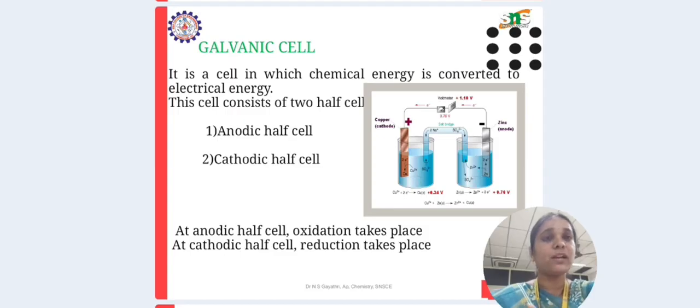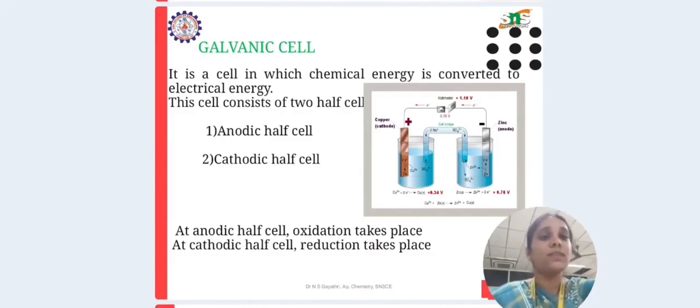In the pictorial representation, both electrodes are connected with a voltmeter to find out the voltage produced. The two compartments are combined with a salt bridge, which is usually a U-type salt bridge. It is filled with agar-agar or KCl for the movement of ions. The salt bridge allows the ions to flow from one compartment to another. At the anode oxidation takes place, the loss of electrons, and at the cathode reduction takes place, the gain of electrons.